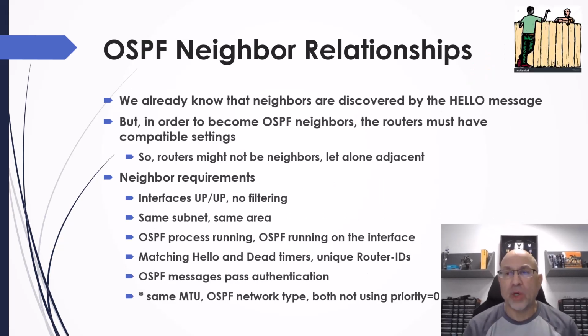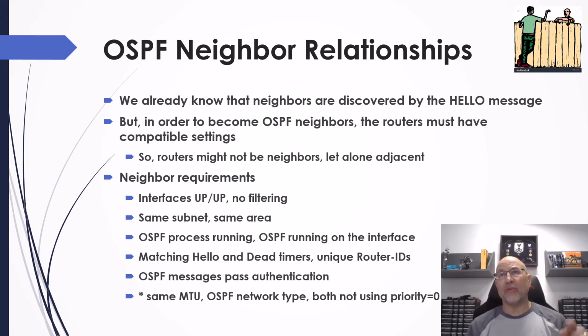Okay. So what will allow OSPF routers to become neighbors? We know that we discover neighbors via the hello message, right? We're blasting that out. And the minute two routers find each other, they're going to determine whether or not they can actually be neighbors, whether they can go to that two-way state. They have to be compatible in terms of their settings for that to happen. And so there's a bunch of stuff that has to happen before they can become neighbors.